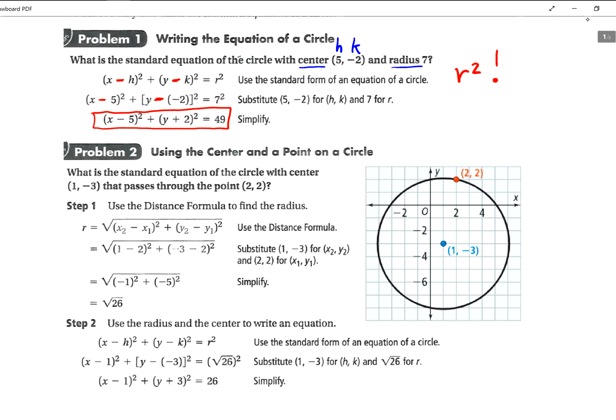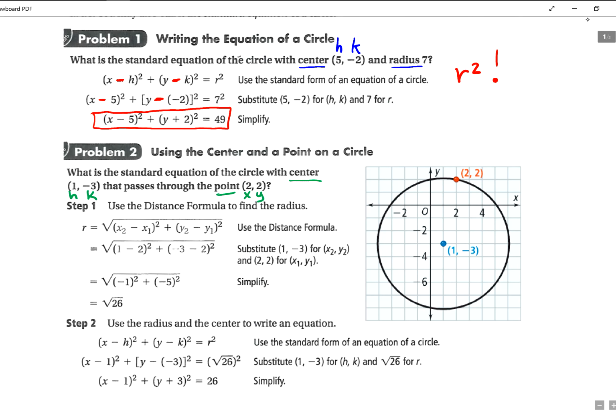All right. Let's use the center and a point on the circle. This one gives us a center, so we know that this is h and k. Oh, I see a negative there. I know I need to be careful. And it's going to pass through some given point. We know that it's a point on the circle. You can use any point on the circle and you will get the same answer. We want to find our radius, so we are going to label this point (x, y).